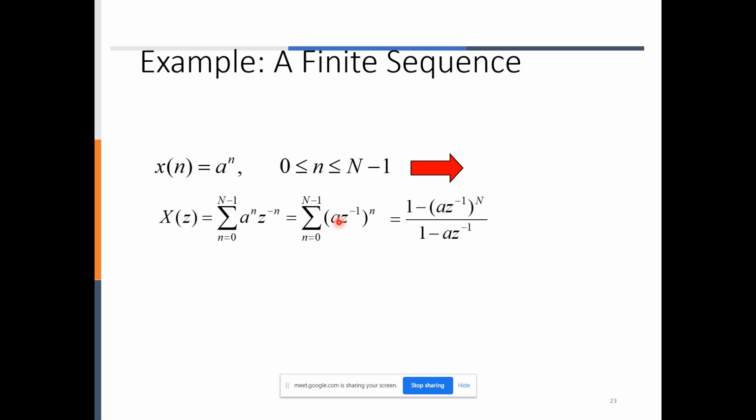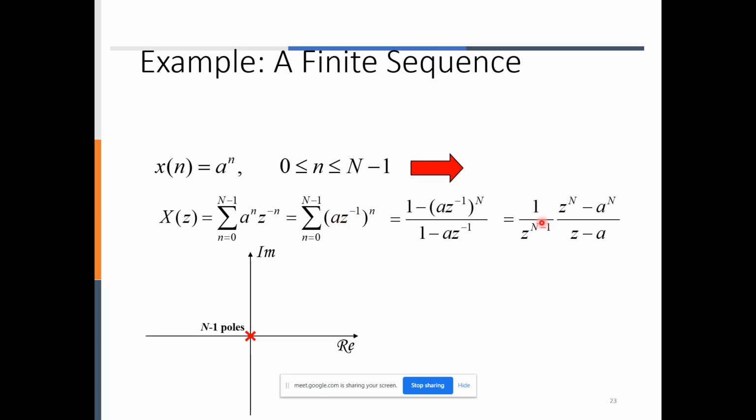So what are the poles? There are n minus 1 poles, because 1 by z to the power n is there in the denominator, so this and this is z equal to a. So how many poles? N minus 1 poles are there at the origin, and n minus 1 zeros are also there on the boundary of the circle.